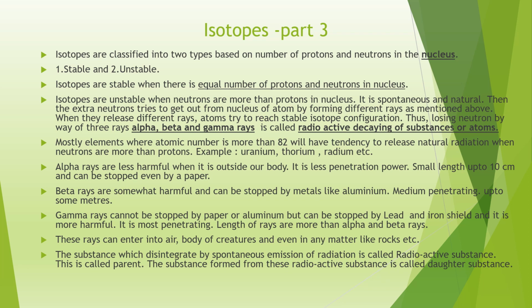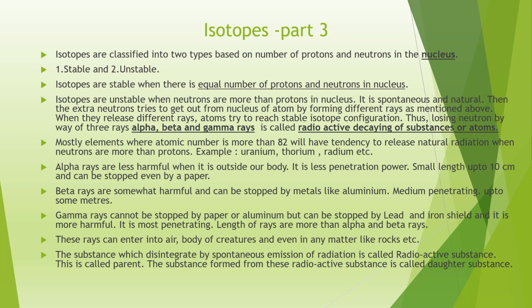Then the extra neutrons try to get out of the nucleus of the atom by forming different rays, as mentioned earlier. When they release different rays, atoms try to reach a stable isotope configuration, thus losing neutrons by way of three rays: alpha, beta and gamma rays. This is called radioactive decay of substances or atoms. Mostly elements where atomic number is more than 82 have the tendency to release natural radiation when neutrons are more than protons and are unstable. Examples: uranium, thorium, radium, etc.